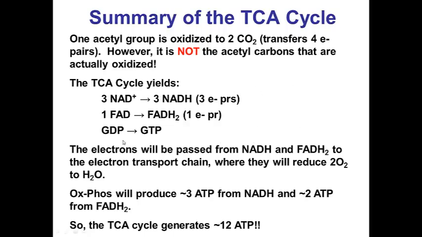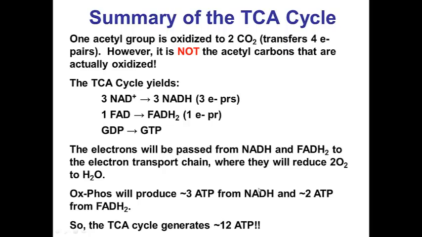In total, the cyclic part of the TCA cycle yields 3 NADH, so 3 electron pairs transferred, 1 molecule of FADH2, and 1 molecule of GTP, which can easily be converted to ATP, per pyruvate. If we add the additional NADH produced by the pyruvate dehydrogenase complex, then per glucose, the pyruvate dehydrogenase complex and the TCA cycle together yield 8 NADH, 2 FADH2, and 2 molecules of GTP, which can be converted to ATP.